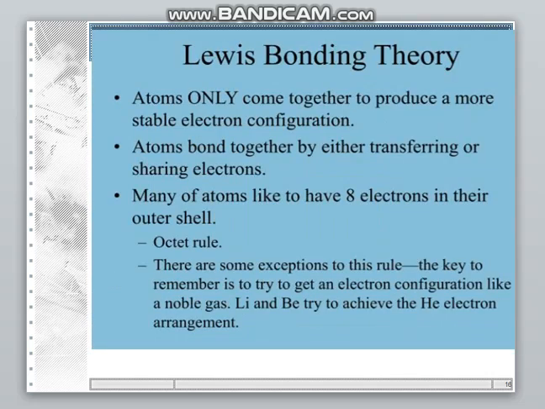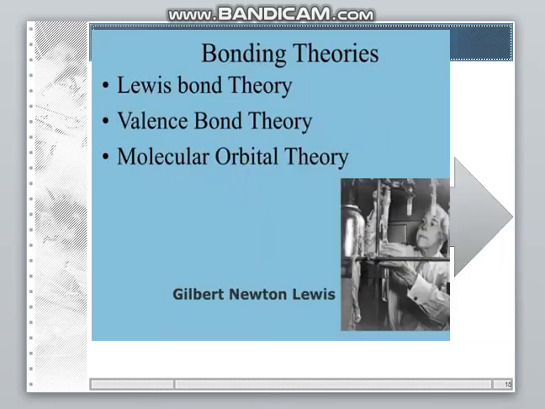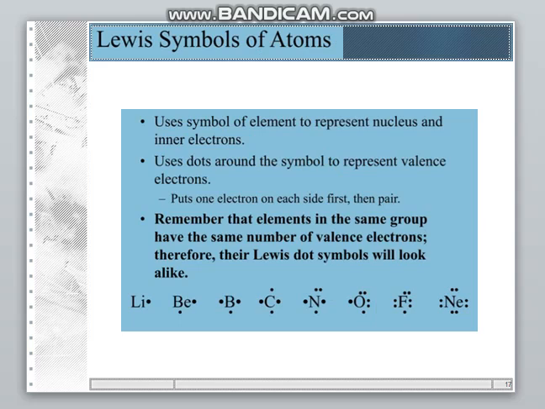Theories about chemical bonding. There are different theories about chemical bonding: Lewis theory, valence bond theory, VSEPR theory, molecular orbital theory, ligand field theory, and crystal field theory. Now, Lewis theory.